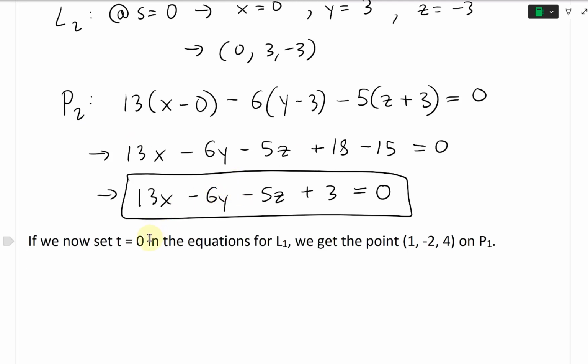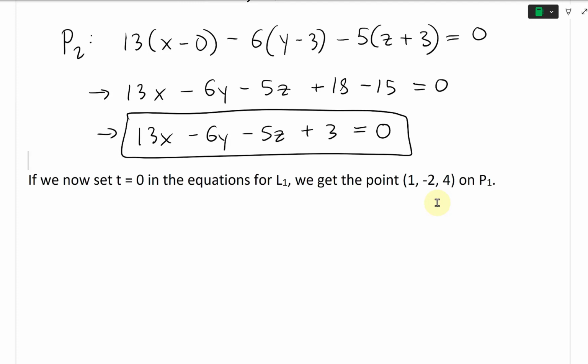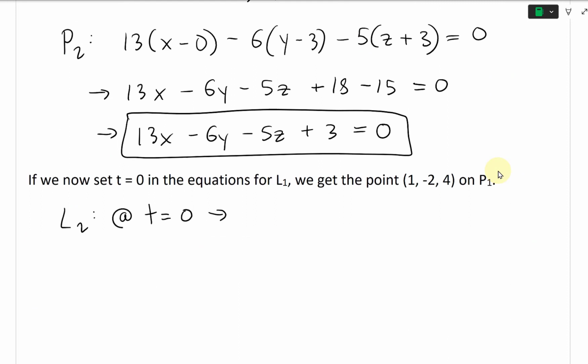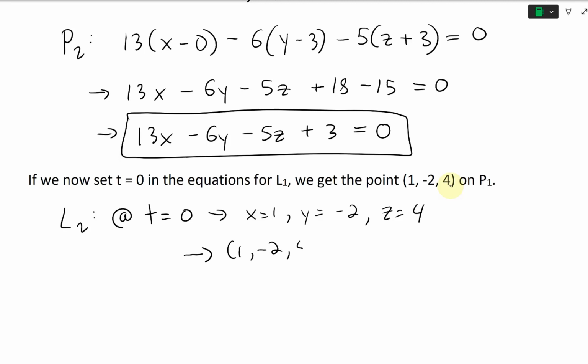And so now we have this plane right here for P2. So now we just need another point on P1, and then we could solve using the distance formula from a point to the plane. So if we set t equals 0 in the equations for L1, we get the point (1, -2, 4) on L1. And let's just double check. If we scroll up and take a look here, if we plug in 0, we'll get x equals 1. This goes to 0, so then y equals negative 2, and then z equals 4. Yeah, so that is correct. So x equals 1, y equals negative 2, and z equals 4. Thus the point is (1, -2, 4), on L1, not L2.